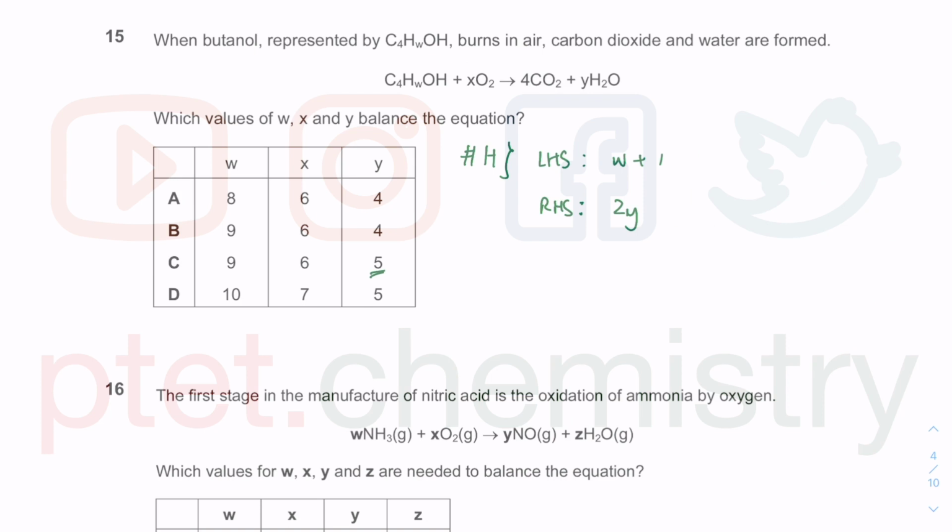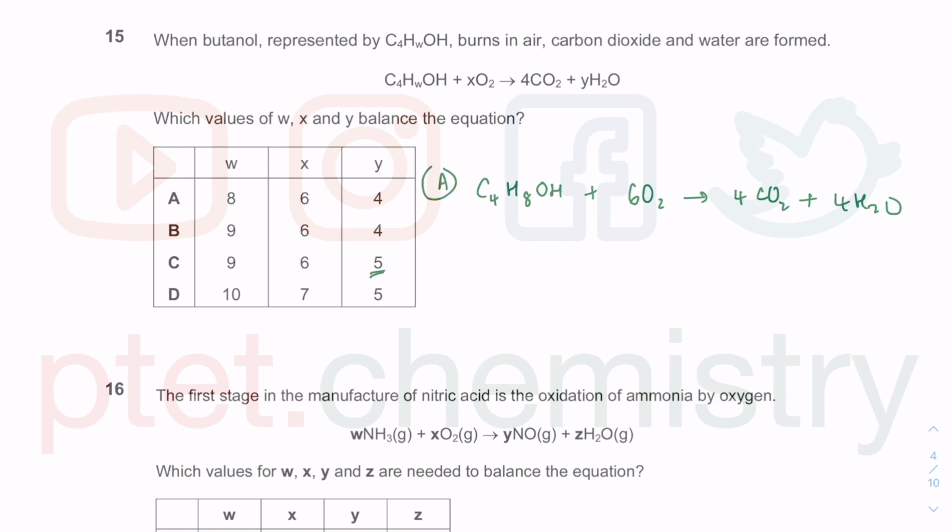If you try to balance this from scratch, let me try writing the equations. C4H8OH plus 6O2 giving you 4CO2 plus 4H2O. So this is A. Can we see what is wrong here? 8 plus 1 is 9, and you got 4 times 2, which is 8. So A is wrong, in terms of hydrogen. And how about B? If you have C4H9OH plus 6O2 giving you 4CO2 plus 4H2O. So let's see what is wrong here. 9 plus 1 is 10 hydrogen. So you got 8 hydrogen only, so B must be wrong.